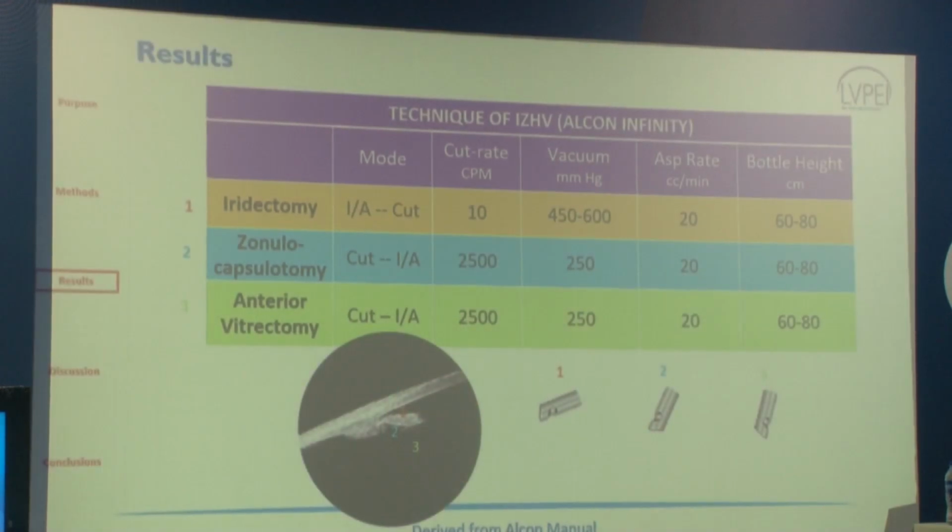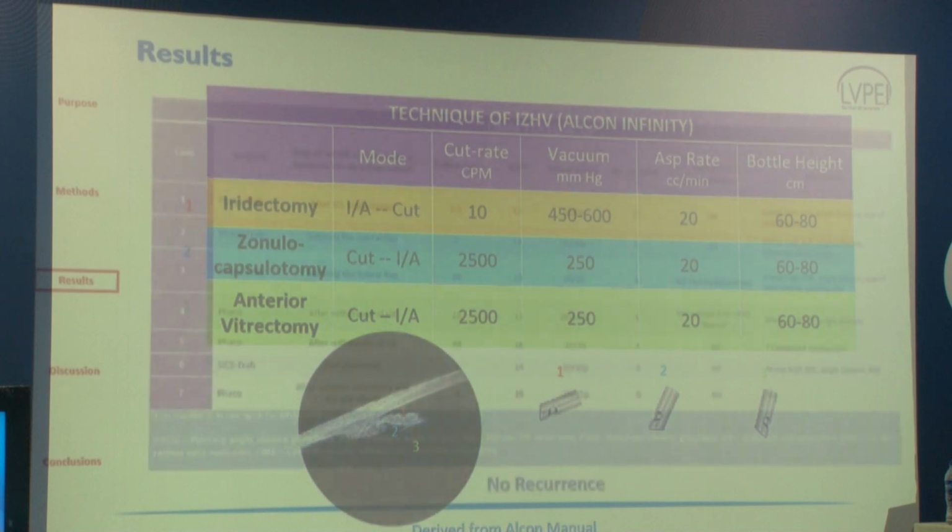I just want to highlight the settings of vitrectomy while performing IZHV. This I have not seen documented anywhere. It is derived from, not completely copied from, the Alcon manual. The basic principle is, while doing the iridectomy, be in IA cut mode and use the lowest possible cut rate so that you have control over the shape and size of the iridectomy. This iridectomy should ideally be performed at a site where there is no incision, so that a laser, if required in the post-operative period, can be performed easily. The next two steps are performed in the cut IA mode with the highest cut rate.